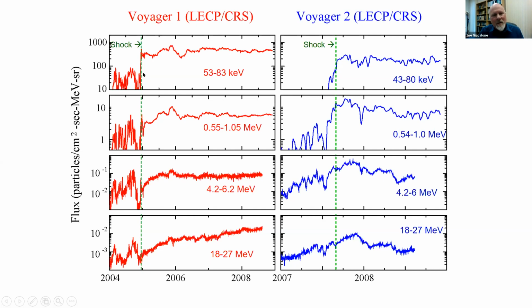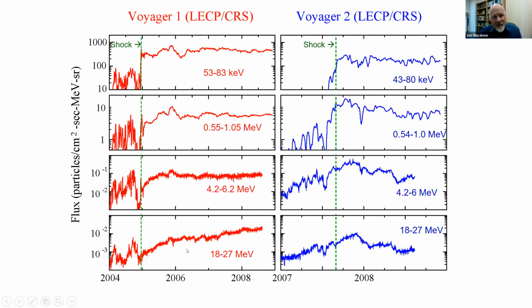At the really lowest energies, these are above solar wind energies, but just where the tail starts in the distribution. These are low energy energetic particles, as I would call them, but they're above the thermal solar wind. You can see the rise occurred right at the crossing of the termination shock, both at Voyager 1 and Voyager 2.